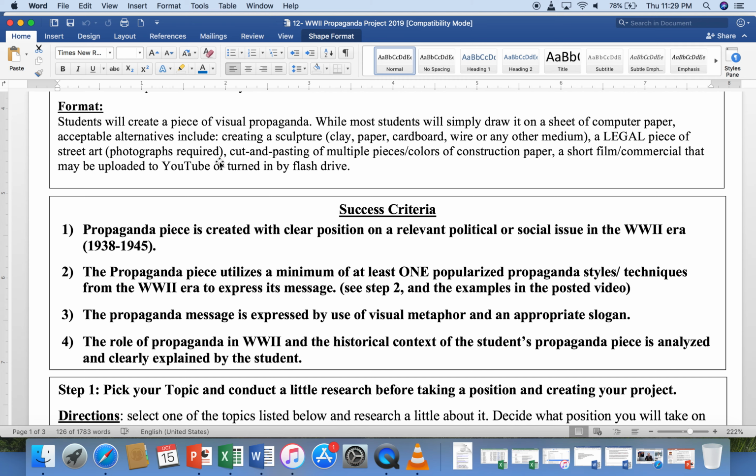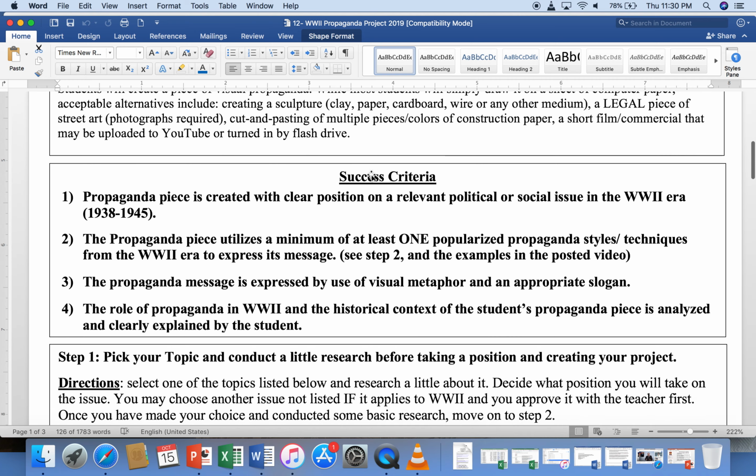All right, this one I do have some examples of that I could show you, and that's cut and pasting multiple pieces or different colors of construction paper together to sort of form one big propaganda piece. You could also create a short film or commercial that may be uploaded to YouTube or turned in by flash drive, or in this case shared over the drive. I haven't really ever had anybody take advantage of that one, but if you're feeling that that's the way you want to go, you could totally do that for this. All right, so here's some success criteria.